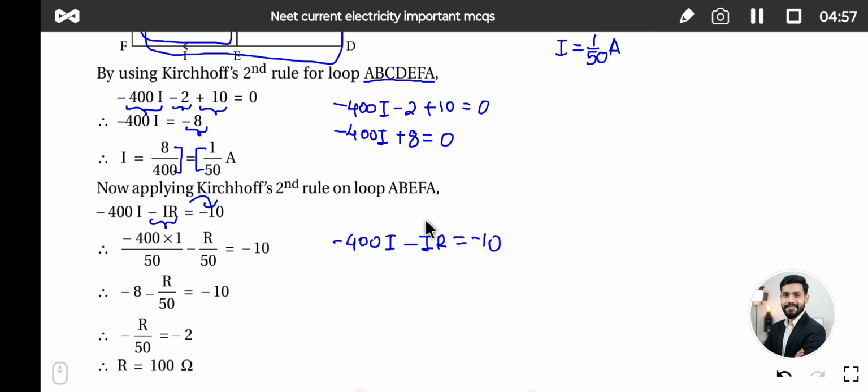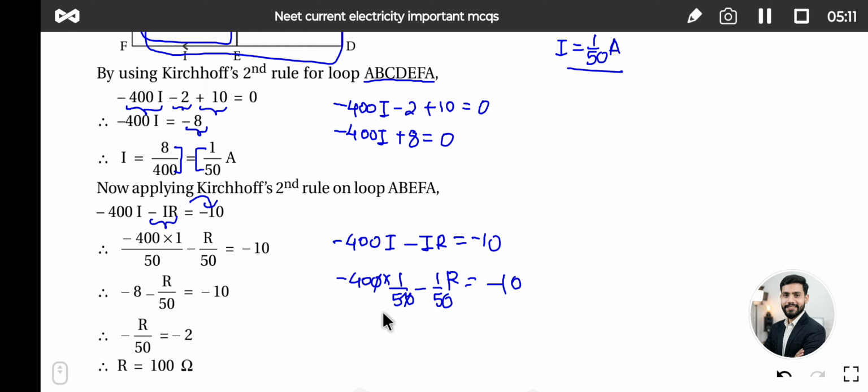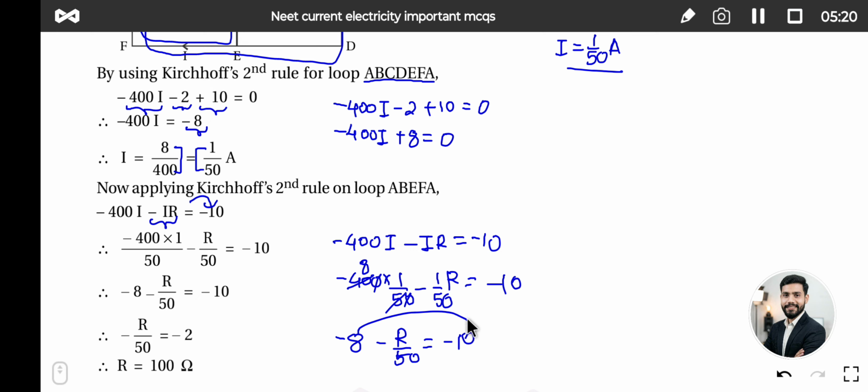And we know the value of the current we got, that is 1 by 50, so we will substitute it here. So minus 400 into 1 by 50 minus 1 by 50 into R is equal to minus 10. Here the 0 and 0 will get cancelled. 5 8s are 40. So minus 8 minus R upon 50 is equal to minus 10. If we take this minus 8 to this side, it becomes plus 8. So minus R upon 50 is equal to minus 10 plus 8, which is minus 2.